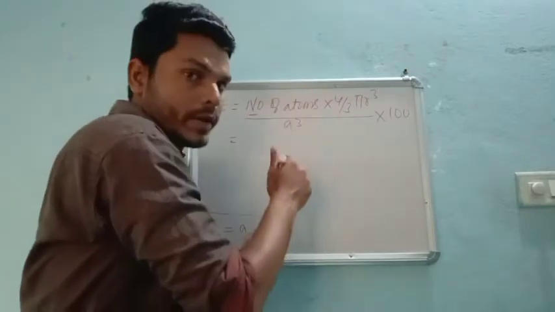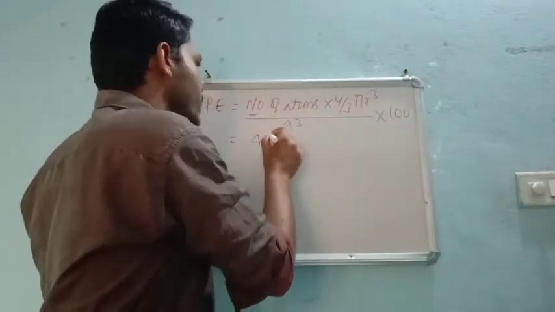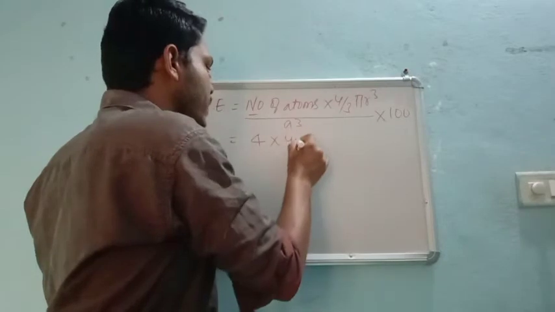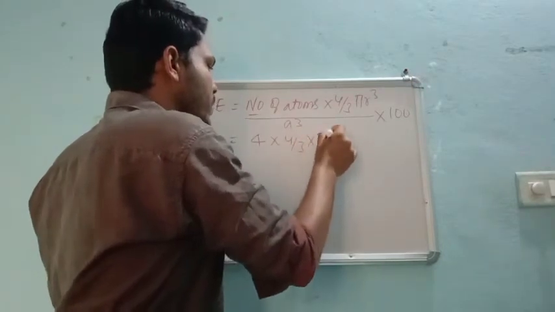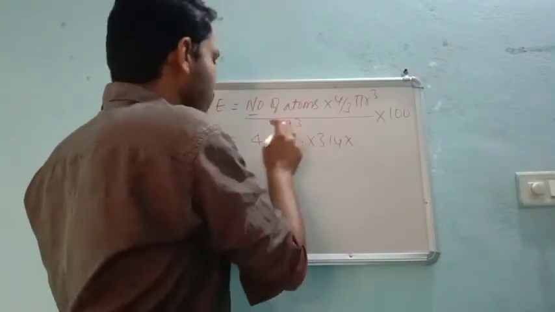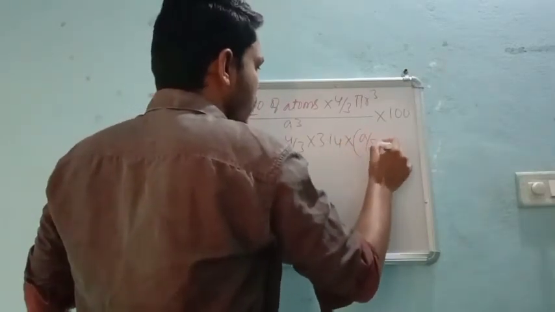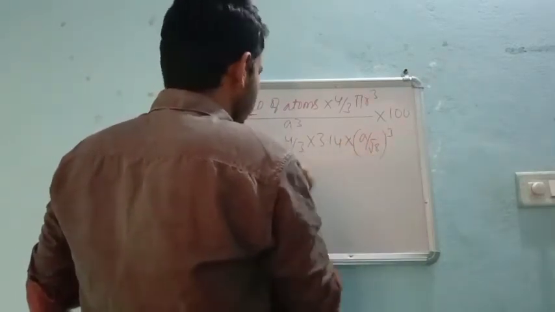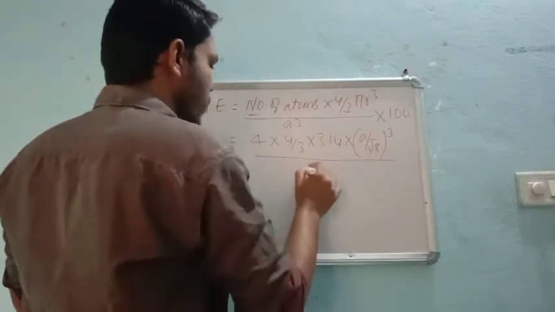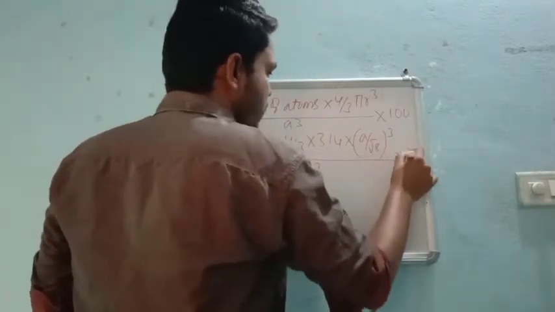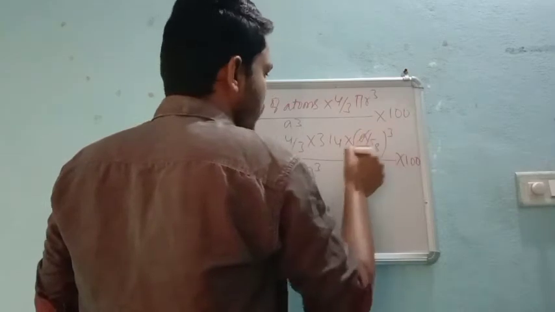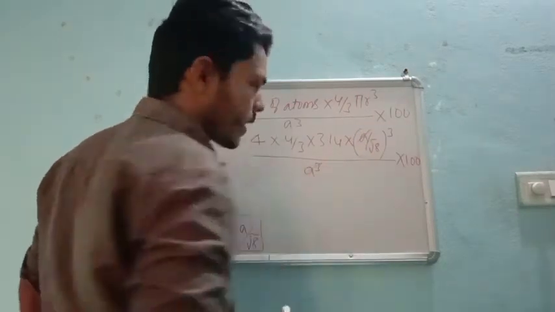So how many number of atoms are present in the FCC? 4 into 4 by 3. Pi value we can put 3.14 into r cube. What is r? A divided by root 8 whole cube, whole divided by a cube. We put like this. So here a cube can cancel.